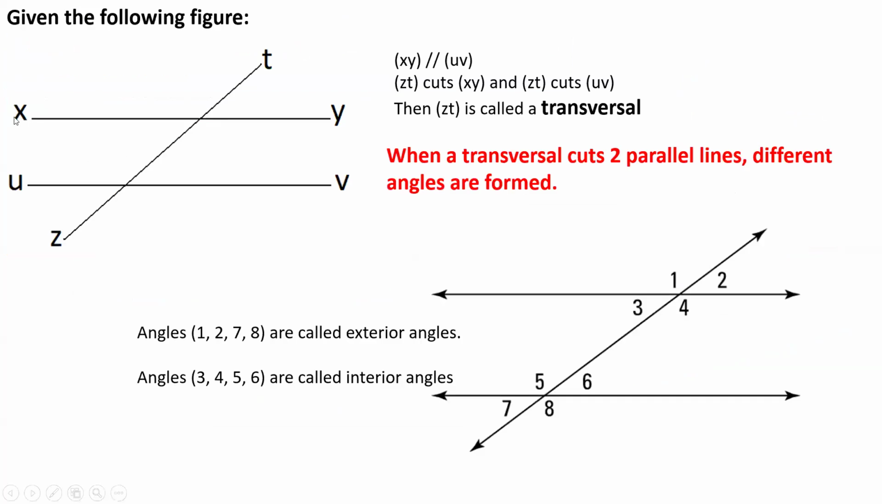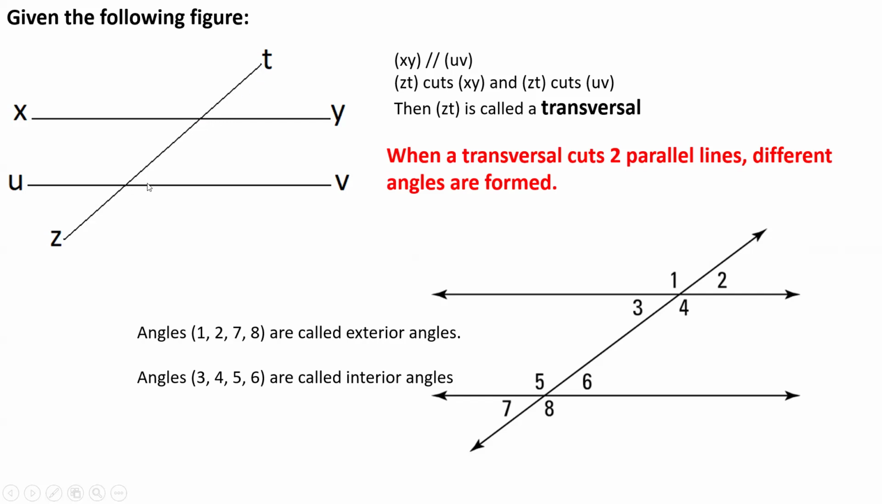Now, if I have two parallel lines, XY is parallel to UV. So line XY parallel to UV. As we said before, if I draw a line ZT cutting XY, it will also be cutting UV. After I draw this line, it is called a transversal. So any line cutting two parallel lines, we call it a transversal.